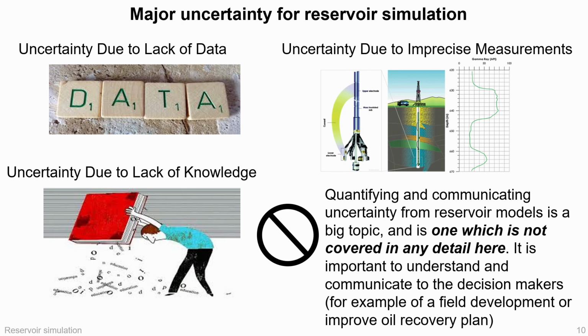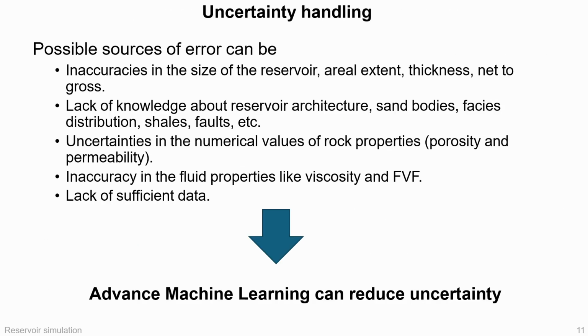Imprecise measurements mean that the data we have may contain errors or limitations. In practice, all three types usually exist together. Possible sources of error include uncertainty in reservoir size, areal extent, thickness, net to gross, facies distribution, faults, porosity, permeability, and fluid properties such as viscosity and formation volume factor. In other words, uncertainty enters almost every part of the simulation model. That is why uncertainty handling is a major topic in reservoir engineering.